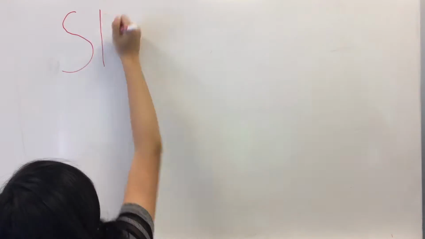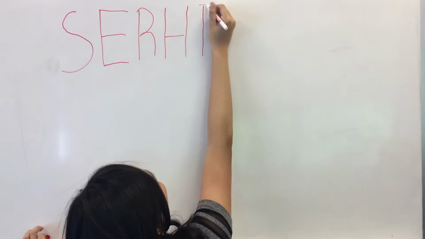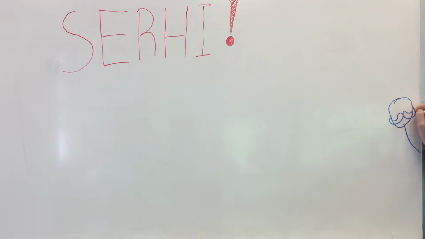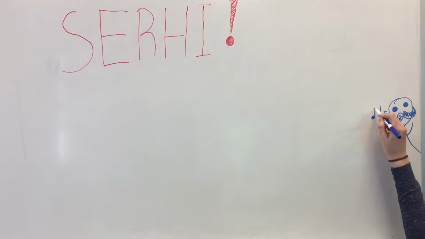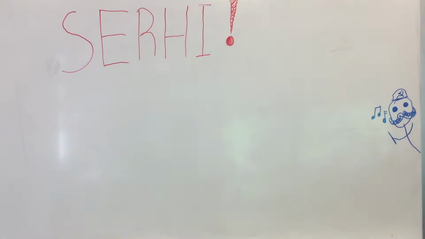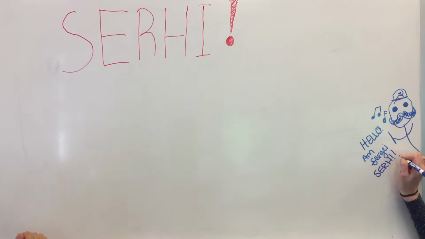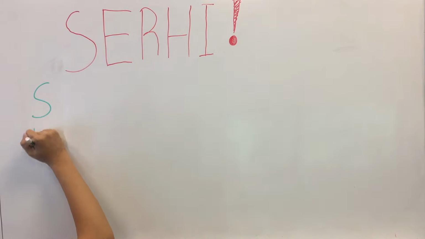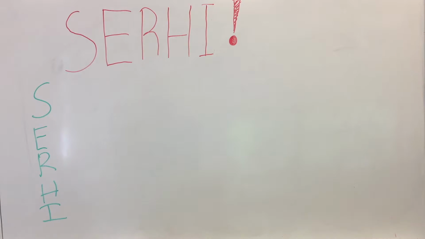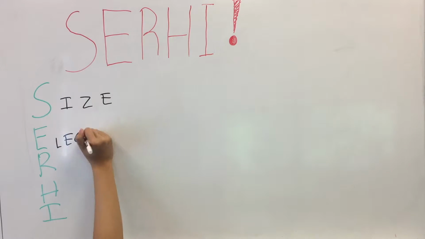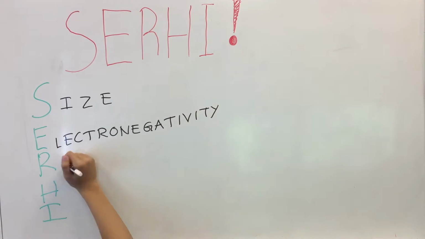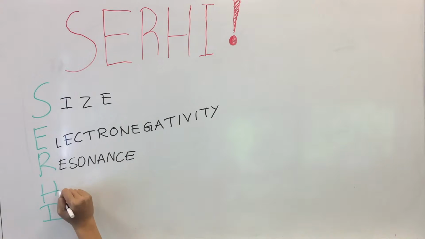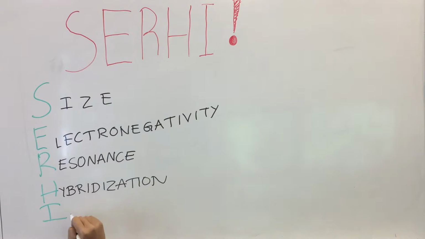There are 5 qualitative predictors that can describe base stability, each with varying degrees of significance. We can remember them with the acronym SERHI. I remember SERHI by thinking of Sergei Prokofiev. The letters are ordered according to their importance in determining the stability of the conjugate bases. In SERHI, S stands for size, E stands for electronegativity, R stands for resonance, H stands for hybridization, and I stands for the inductive effect.